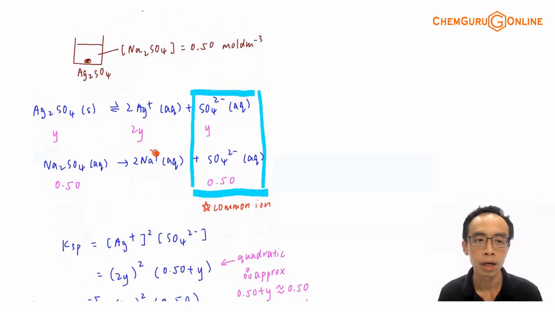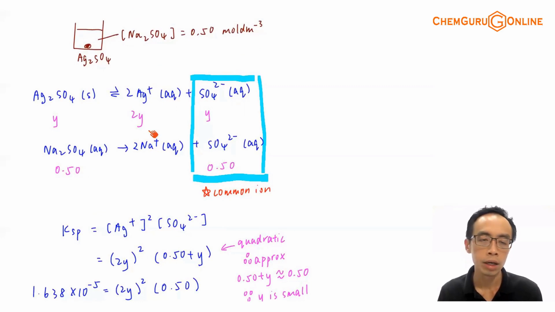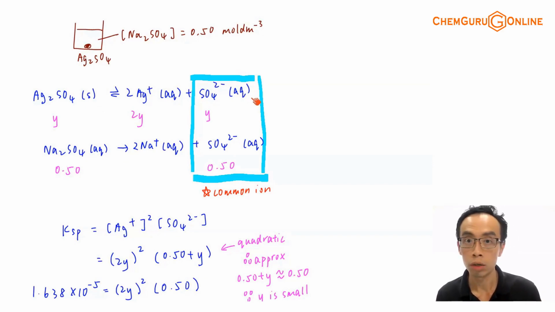KSP value is the same, but now I throw this into 0.50 mol per dm cube of sodium sulfate. I have 2 dissociations because I have 2 salts. We have to consider each one of them. Silver sulfate is going to give me 2 Ag plus and SO4 2 minus. The dissociation is the same, but solubility will be different.